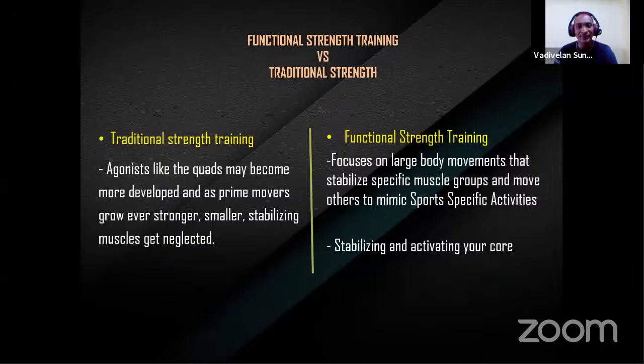So finally, what's the difference between traditional strength training and functional strength training? In traditional strength training, what they previously followed is that we train the agonist, the prime mover. The quad becomes more developed as a prime mover. Okay, it's getting stronger. So what about the small muscles? Small muscles here I mean are the stabilizers.